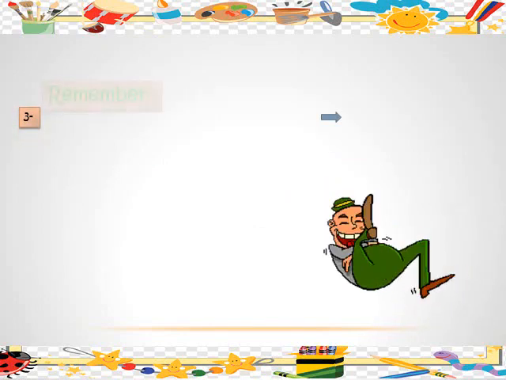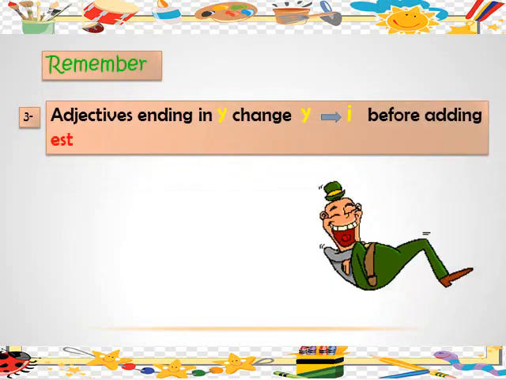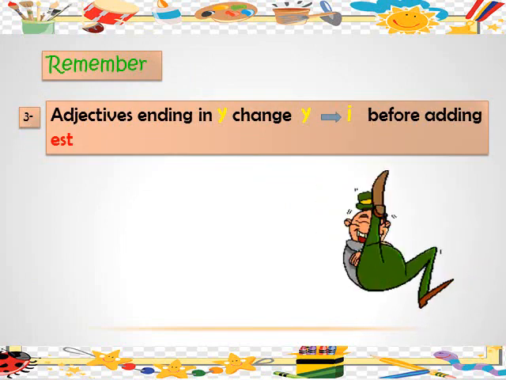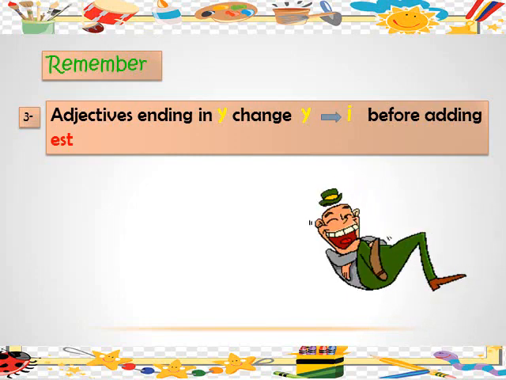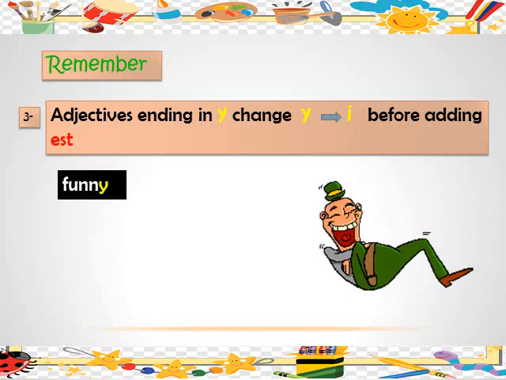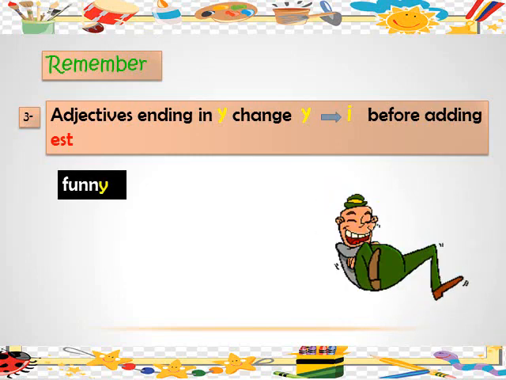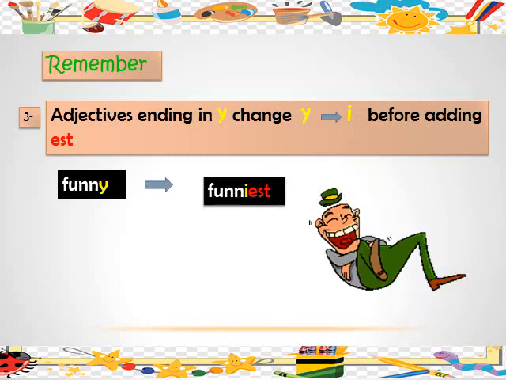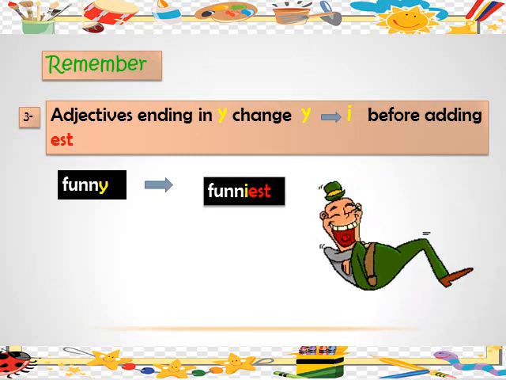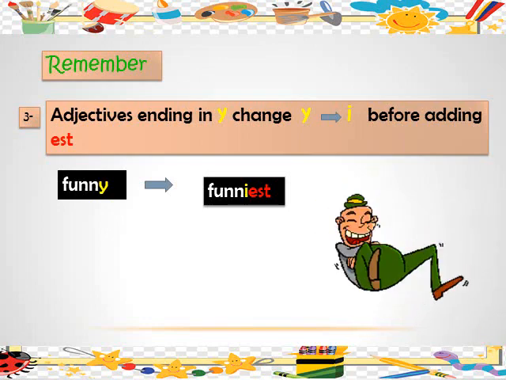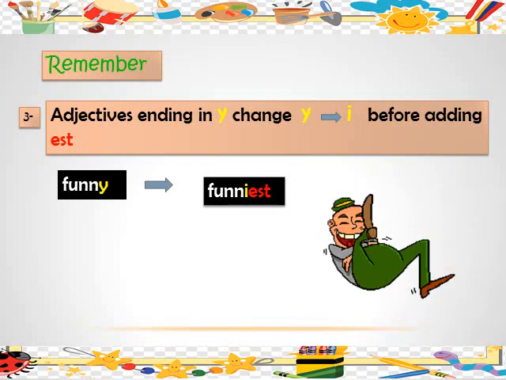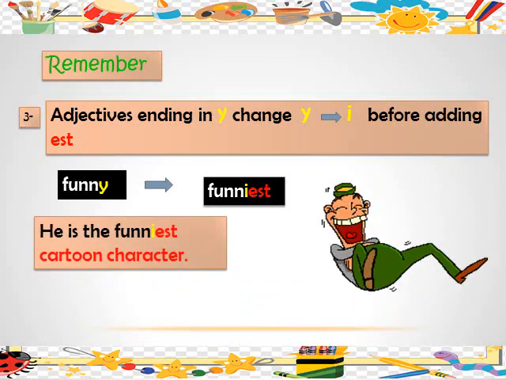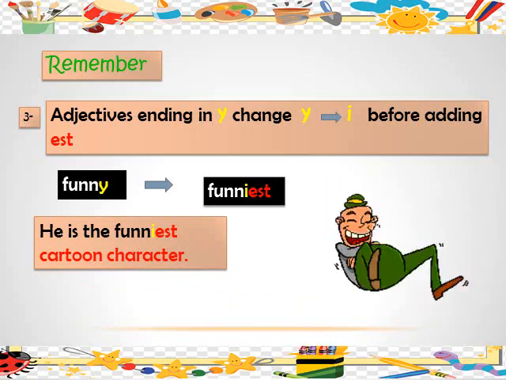Now remember number 3. Adjectives ending in Y. We have to change the Y into I before adding "est". Look at this adjective. It is funny. It ends with Y. We have to change it into funniest, which changed the Y into I, then we add EST. Read this example. He is the funniest cartoon character.